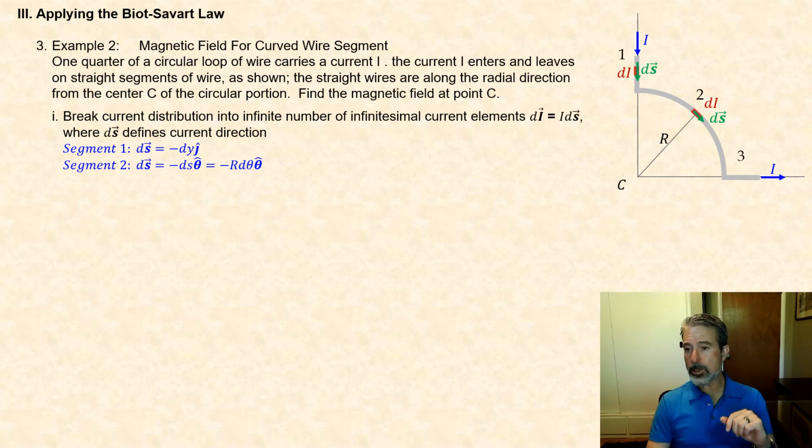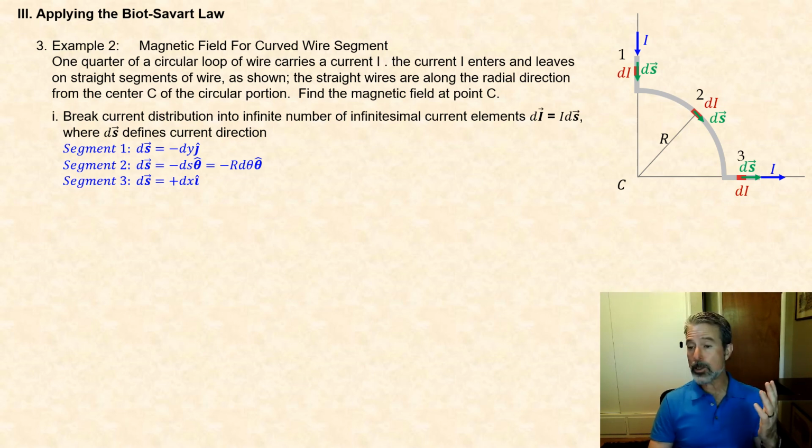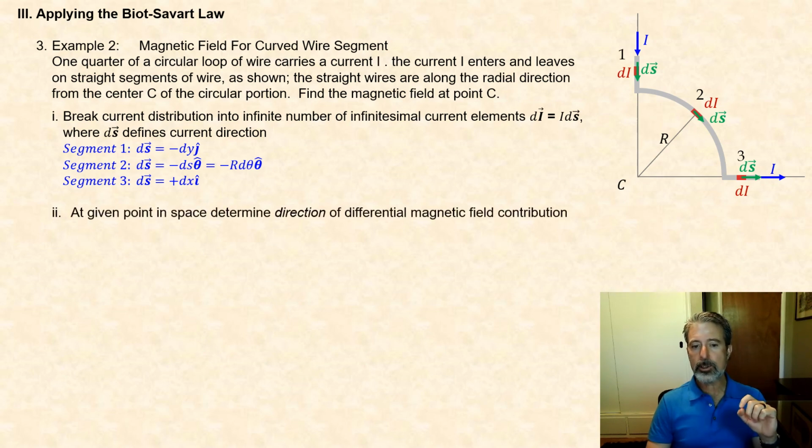Segment 3, this is the other straight portion here, and we'll show you the infinitesimal current element there. You'll notice that the displacement vector ds is along the x-axis in the positive x direction, so we'll describe that as positive dx times i hat. All right, so with these displacement vectors defined, we are now ready to determine the direction of the differential magnetic field contribution at the point C.